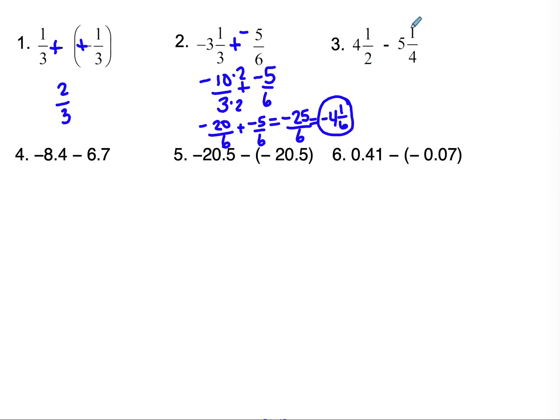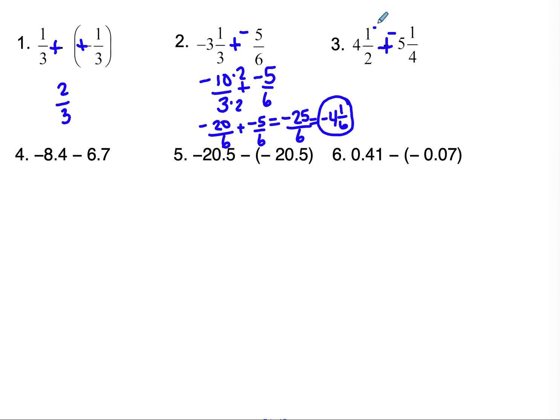All right, number 3, 4.5 minus 5 and 1/4. Boom, change to addition. Boom, change the sign. Different signs, I'm going to find the difference. I'm going to rewrite it vertically. I'm going to keep my mixed numbers as mixed numbers. I need to make sure the one with the greater absolute value goes on the top.